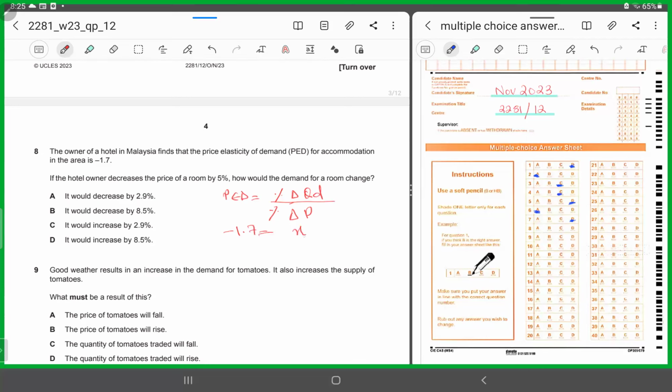And in the denominator, you can put a negative 5. So you cross multiply a negative 1.7 into a negative 5. The negative sign will cancel out and it should give you an 8.5. The percentage was already there. That is why it has to be. So it would increase by 8.5%. Easy? Right.